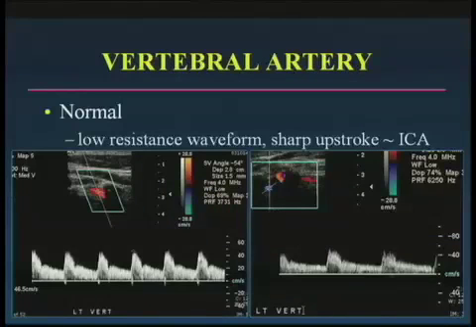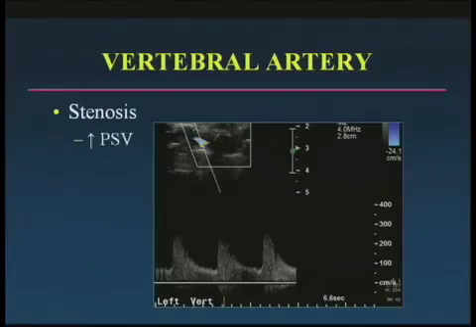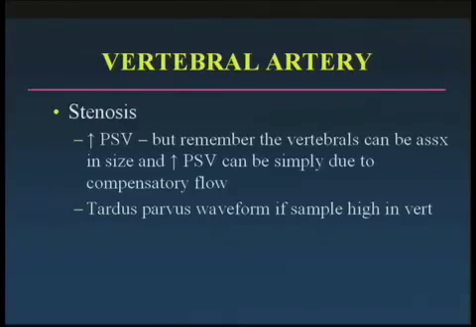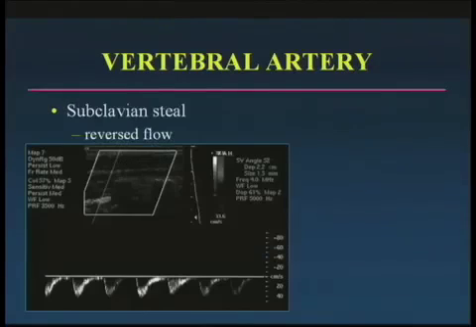Well, the last thing I want to talk about quickly is the vertebral artery. This typically has a low resistance waveform with a sharp systolic upstroke, looks a lot like the internal carotid artery. If there's a stenosis, you'll see an increase in peak systolic velocity, as you do here. But remember, the vertebral arteries can be asymmetric in size, and the increase in peak systolic velocity can occur just because one side is hypoplastic. So look higher and see if there's a tardus parvus waveform. If you see that, that will confirm that the increase in velocity is due to a proximal stenosis.